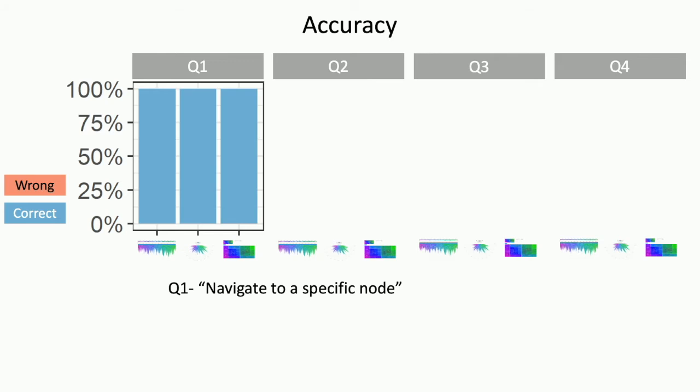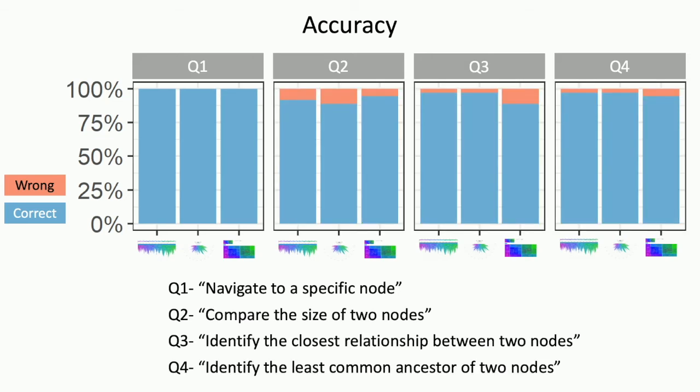Let's look at accuracy first. Here we use a stacked bar chart to represent the percentage the participants got right or wrong. Let's look at the first task. Actually, all participants got the first task correct in all conditions. Let's move to the other tasks. We can see the accuracy was generally high for all tasks.